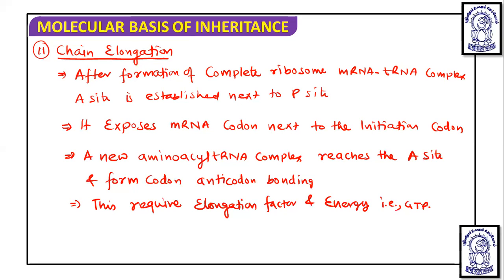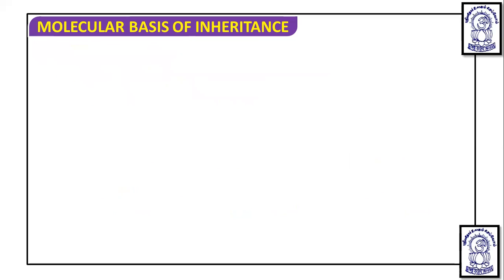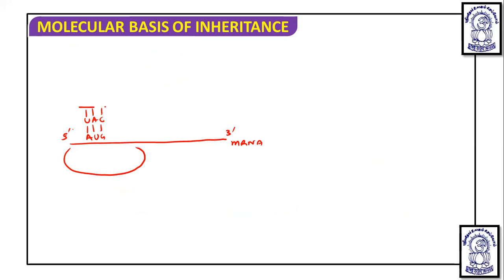Okay, so now how does it look? This is the mRNA. This is the 5 prime. This is the 3 prime. Here the small subunit is binding like this. This is AUG, and the UAC anticodon-containing tRNA is here with the methionine amino acid.